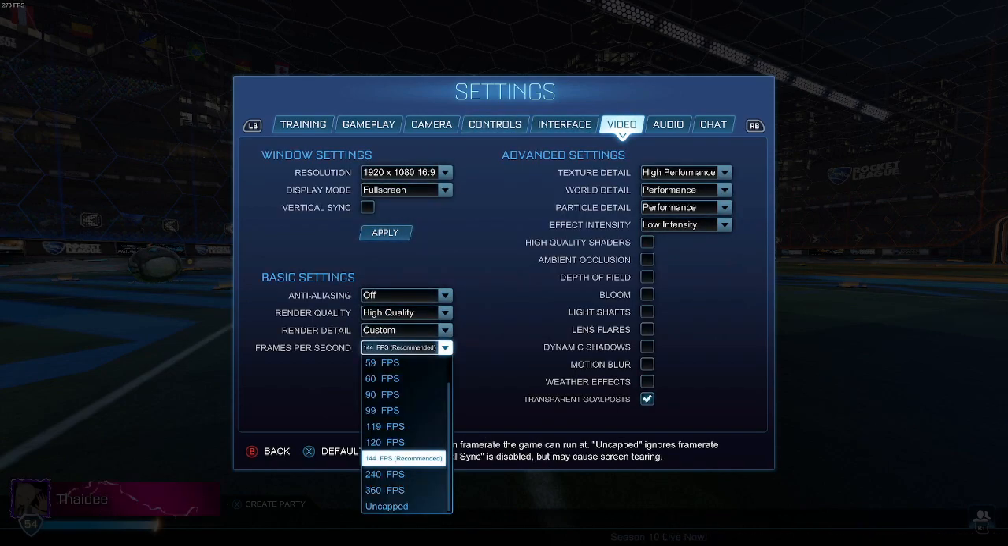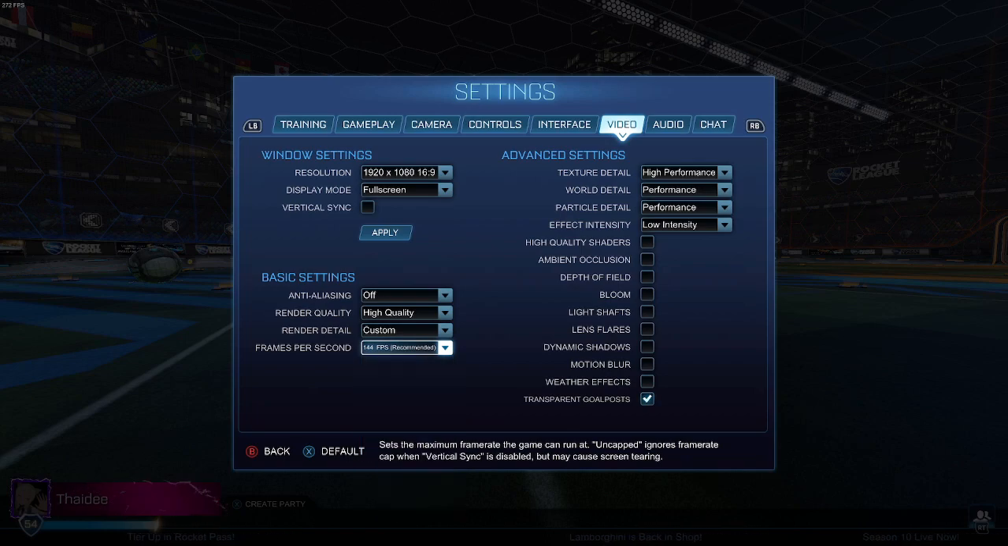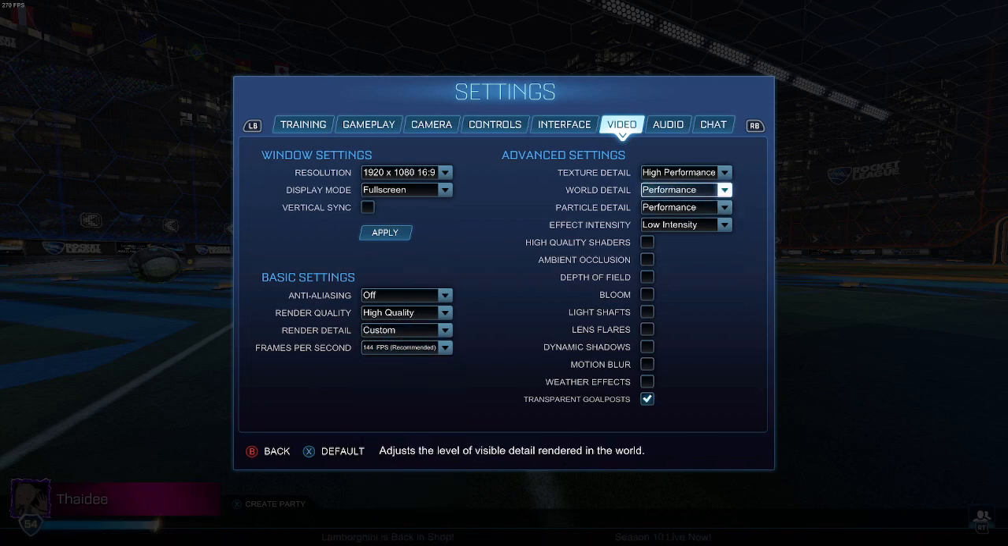And frames per second, we're going to have this at your native FPS on your monitor. So if you have a 60 hertz monitor, put this to 60 or just above that. So if your monitor is 60, then have 90. And if it's 144, you can have 144 or 240. I'm just going to have it at 144 because my computer's not that great. So I want to have it on the low end so it doesn't overperform. Now for textures and all these, if you want better performance, you just put them on high performance.